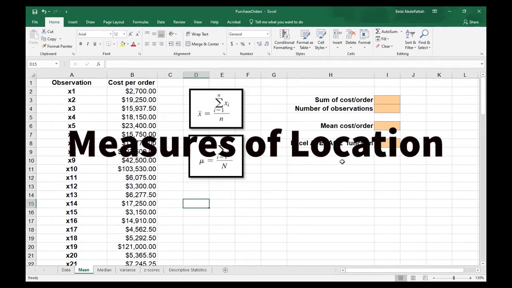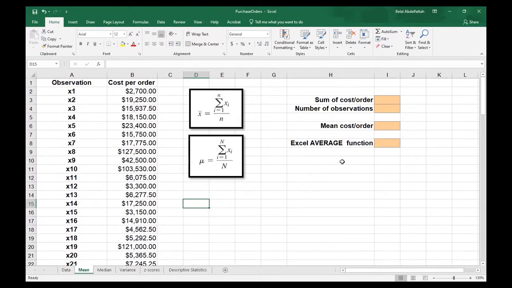All right, so I'm going to be talking about a couple of measures of location. And the first one I'm going to be talking about is the mean, and then I'll explain what the median is next. Now, the mean is something that we're all familiar with, and another term for mean is the average.